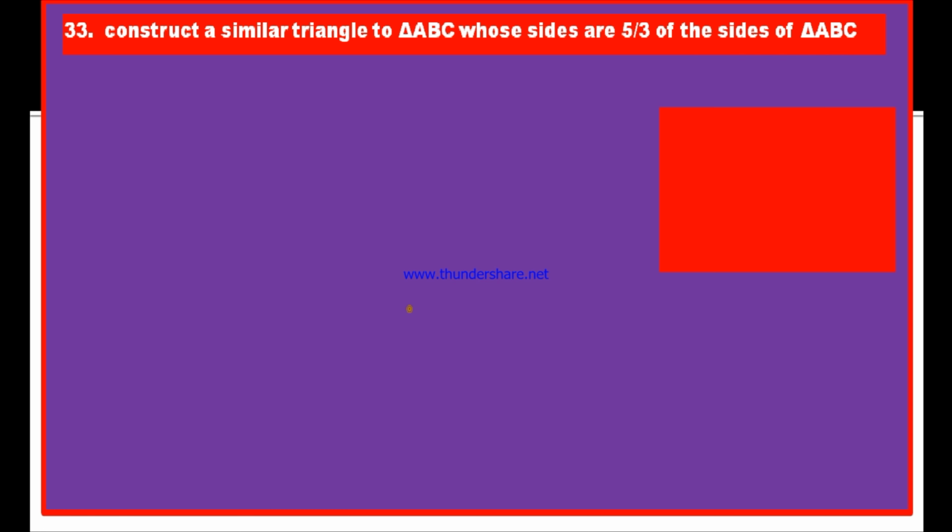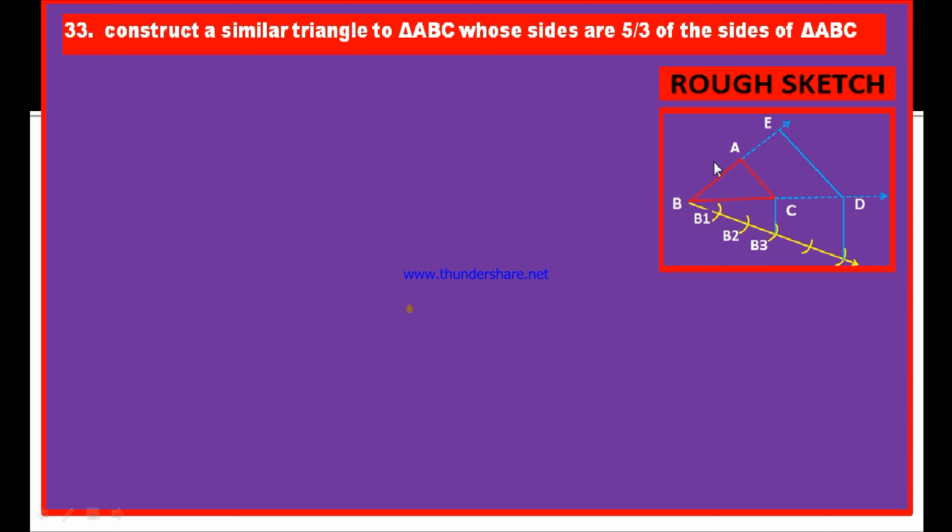In this rough diagram, there are two triangles. ABC is the first triangle, the given triangle, and EBD is the second, constructed triangle. Now, the sides of the triangle BDE should be 5/3 of the sides of the triangle ABC. Let us go for the construction.